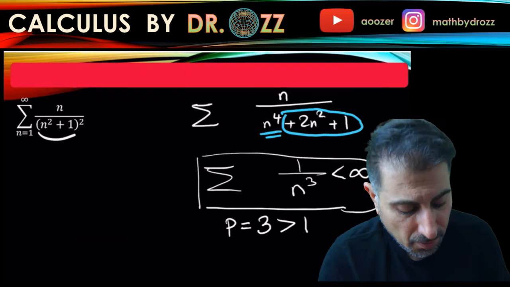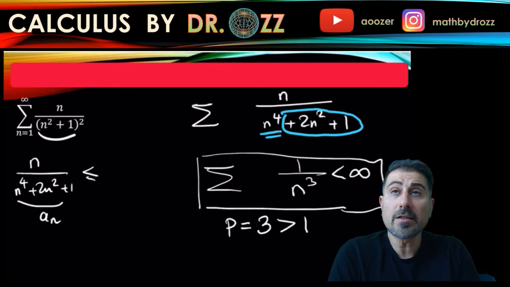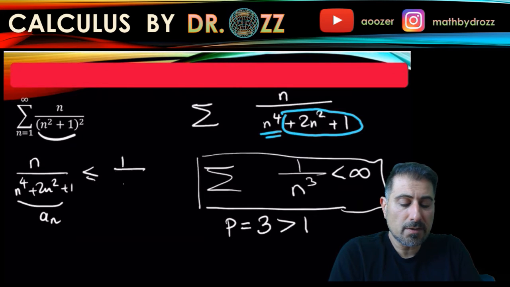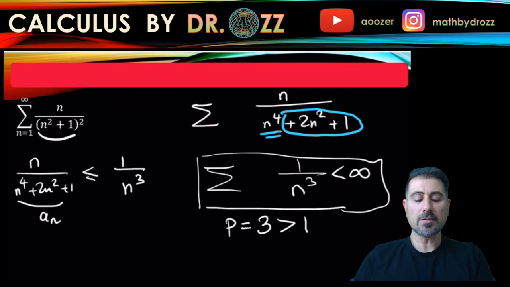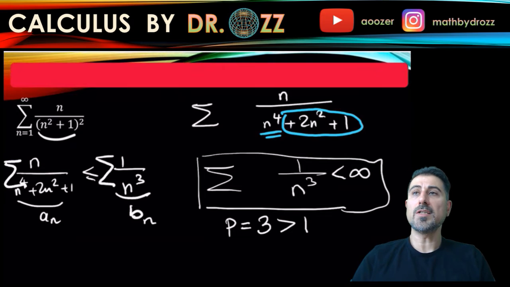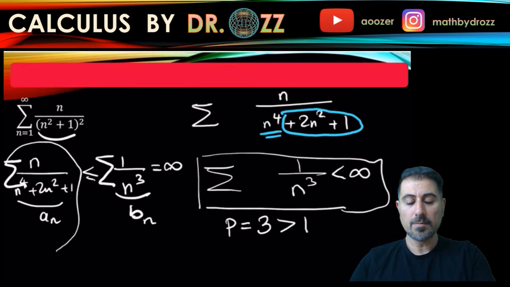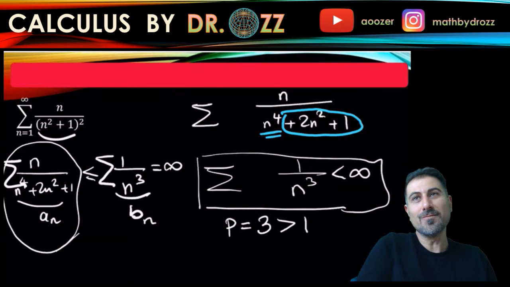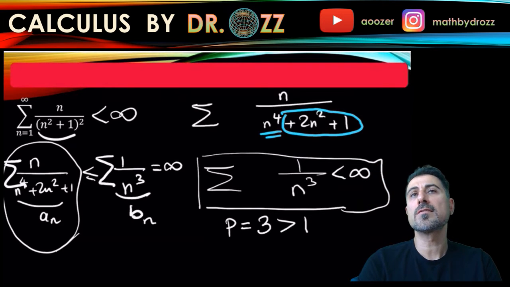Okay, so how can I do that? Well, here we go. I have n over n to the 4th plus 2n squared plus 1, that's your a_n. And if I get rid of the tail in the bottom, I can write this as 1 over n cubed. Since on the left you're dividing by a bigger number, obviously that quotient is going to be less than the quotient on the right, so that's my b_n. So since this sum is convergent because it's a p-series, a sum less than a convergent sum has to be convergent, so I can conclude that this is a convergent series. Okay?